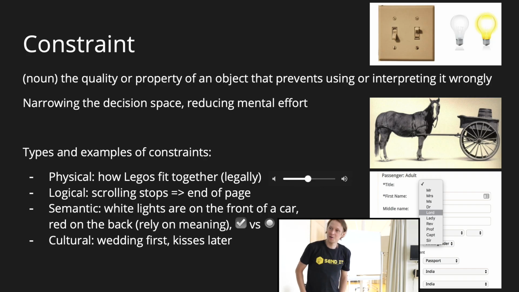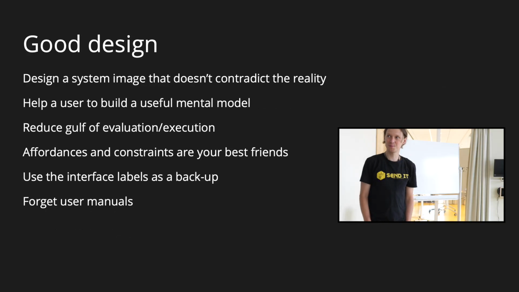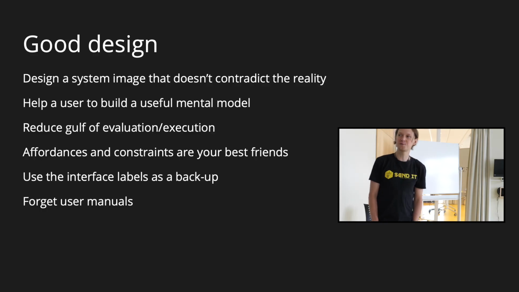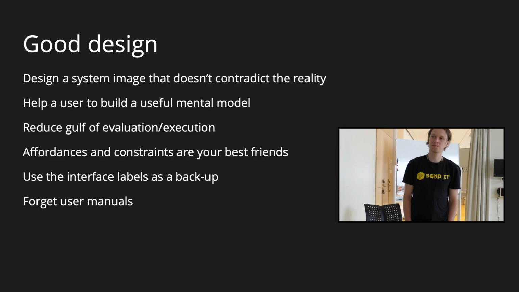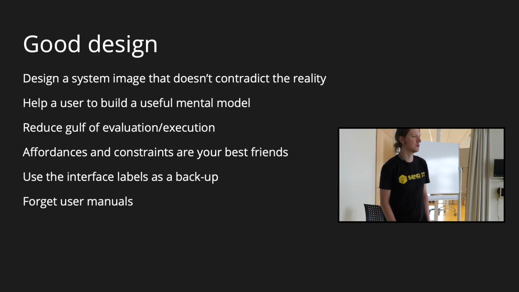Yeah, so we're coming to what makes the design good. What makes it good is a system image that doesn't contradict the reality, helps the user build a useful mental model, and reduces gulfs of evaluation and execution. And here affordances and constraints are your best friends. So rely mostly on those and use labels as a backup, and forget about user manuals. Don't even bother, unless you design military equipment, then do write a manual.